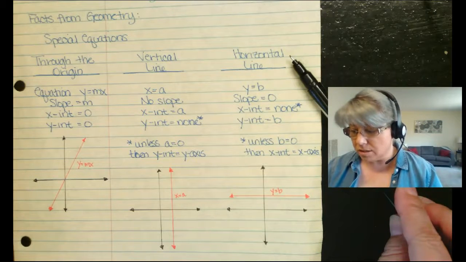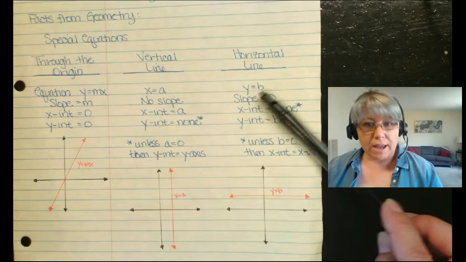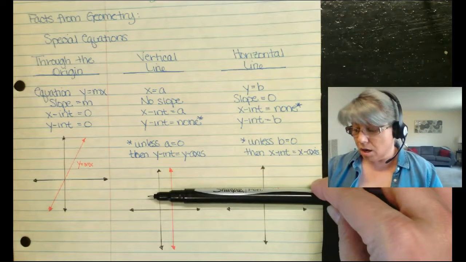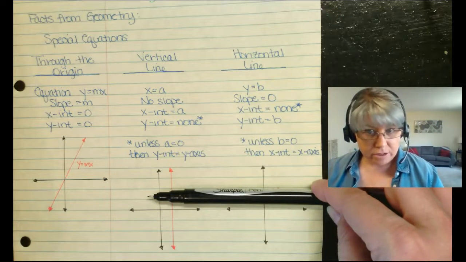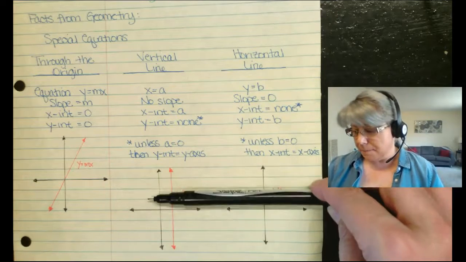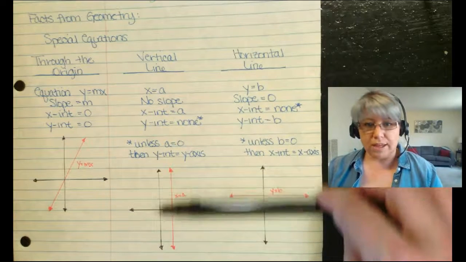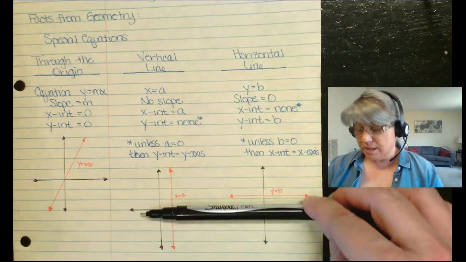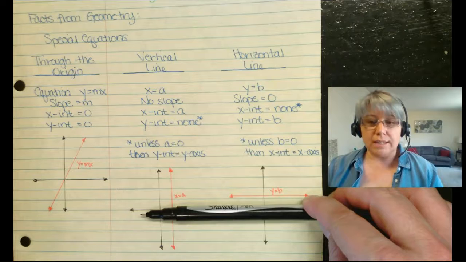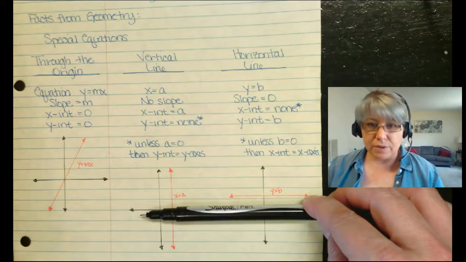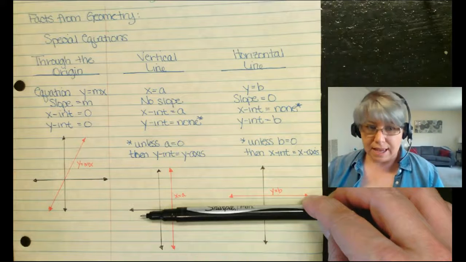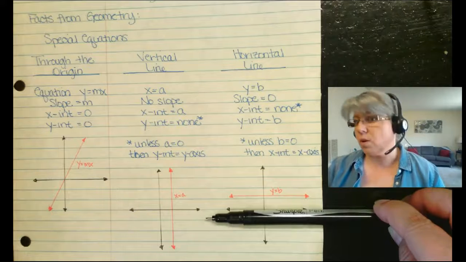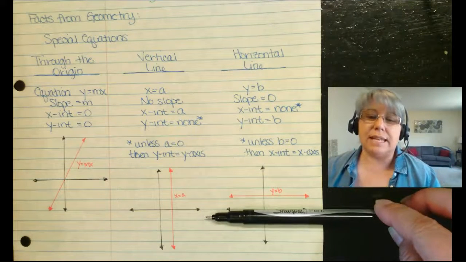Let's look at a horizontal line. The equation is y equals b. Our slope is 0. And our x-intercept is none, with our asterisk. And our y-intercept is at b. So wherever b is on the y-axis, that's what the y-intercept is. What happens if b is 0? If b is 0, then our line is sitting on top of the x-axis. Therefore, the x-intercept will be the x-axis. Okay? It's just a line sitting on top of a line. Where does it cross x? It crosses x everywhere. Therefore, it is the x-axis line.